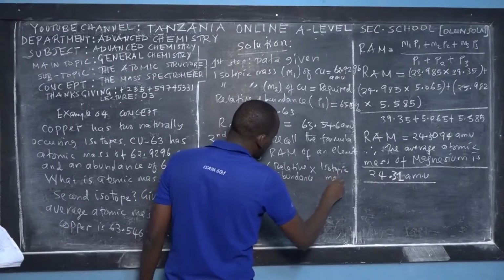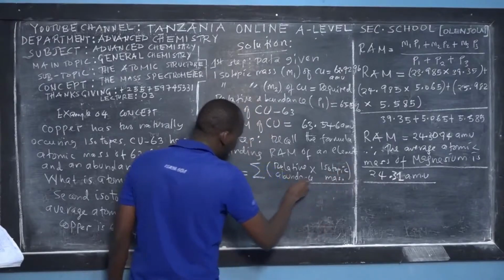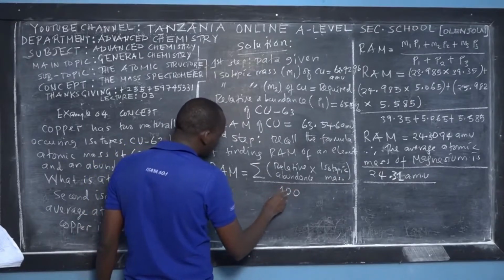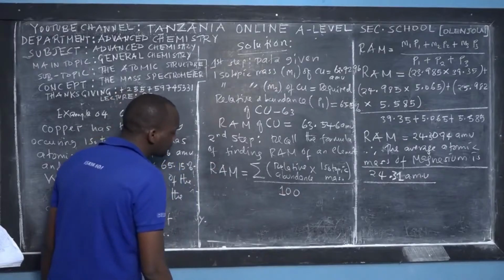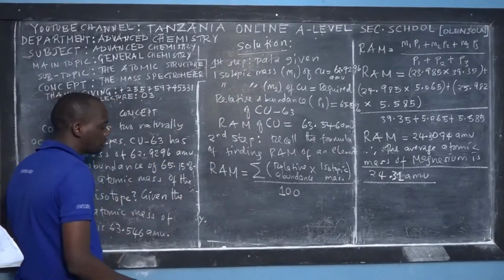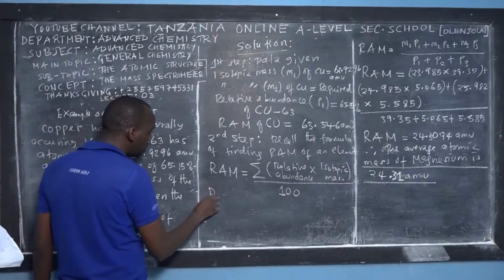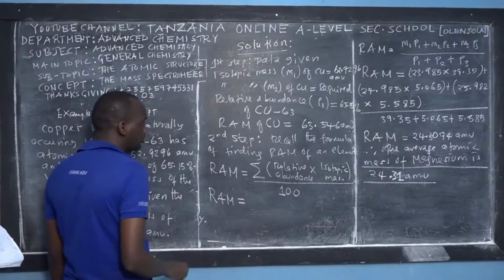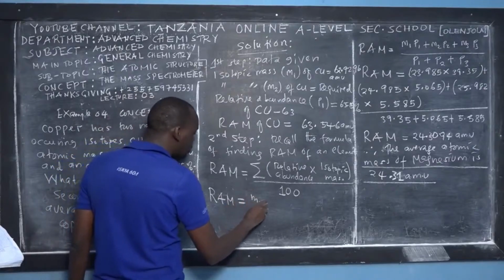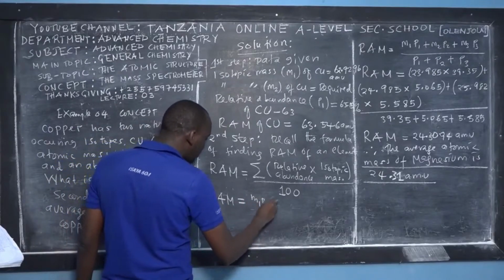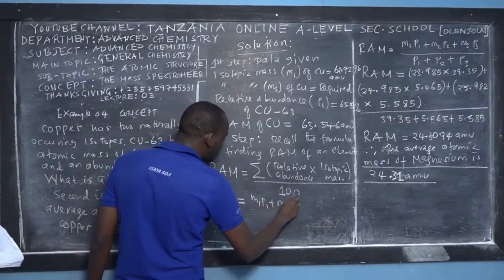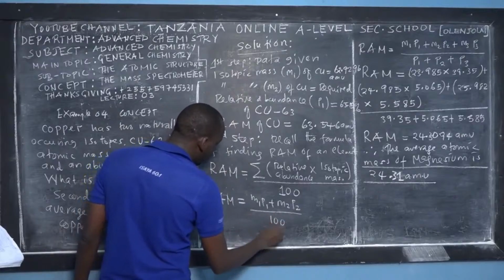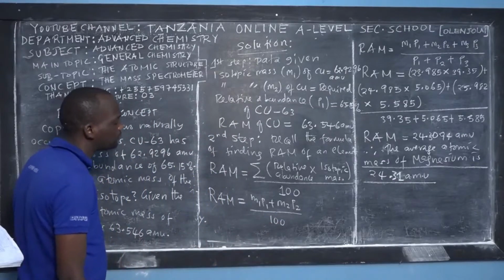The isotopic mass, this is the numerator, and the denominator is the summation of abundances, which is equal to 100. So today we are given the relative atomic mass. Because there are two isotopes, the relative atomic mass in terms of the symbols will be isotopic mass 1 times relative abundance 1 plus isotopic mass 2 times relative abundance 2, divided by 100. So this is the formula.